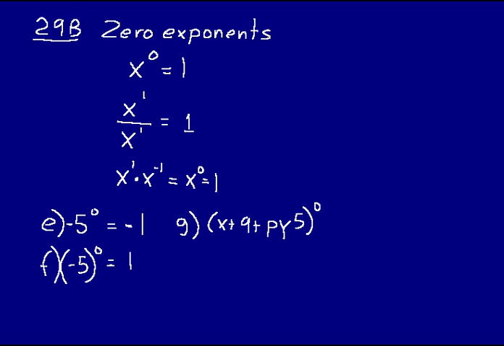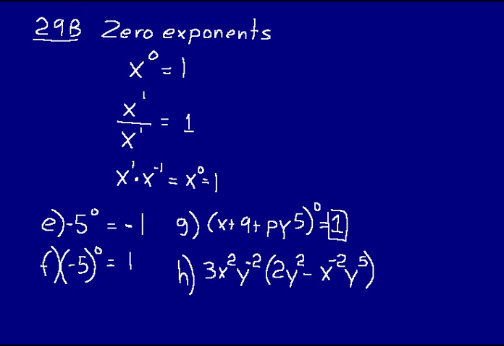Look at practice problem G. Simplify that: x plus 9 plus pi y to the 5th, all of that to the power of 0. Well, anything raised to the power of 0, all of that is included in parentheses to the power of 0, so it would just simplify to 1.